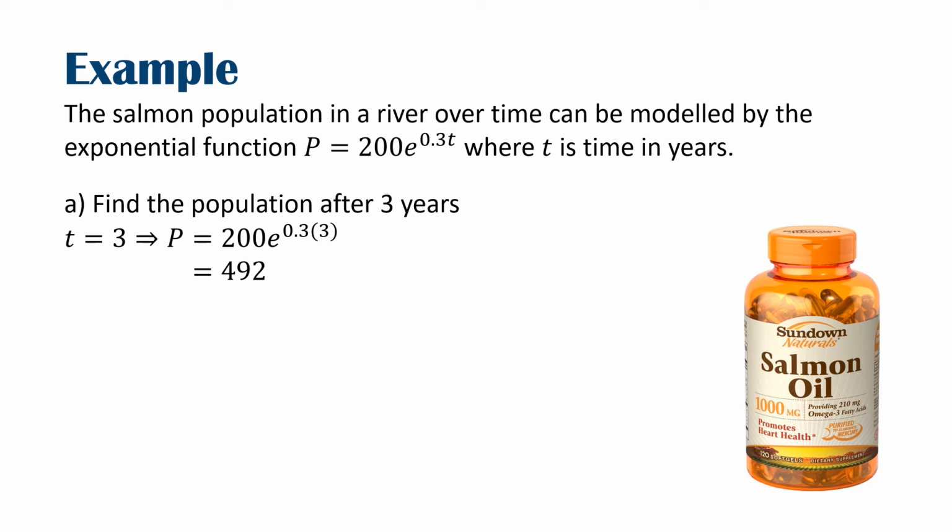Yes, that has been rounded to the nearest whole number. All right, we can't have 0.9 of a fish. We need to round up or down appropriately. But the point being, we need to have whole numbers when we're talking about a population.